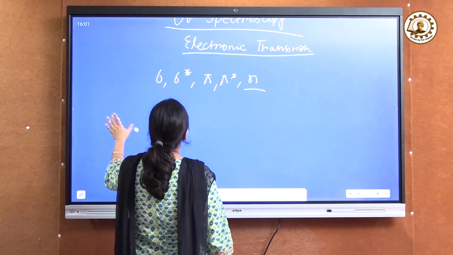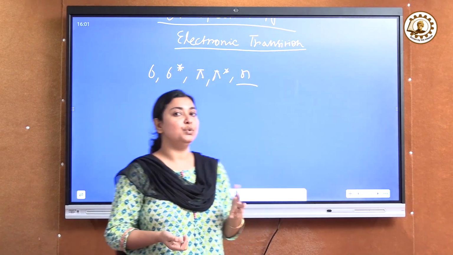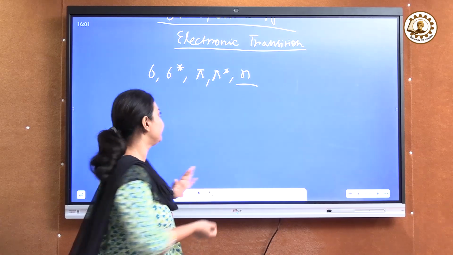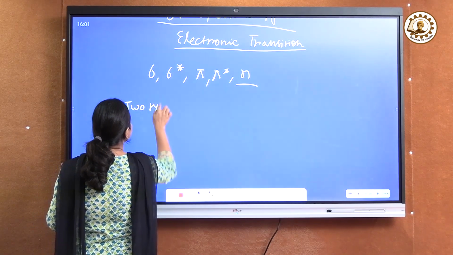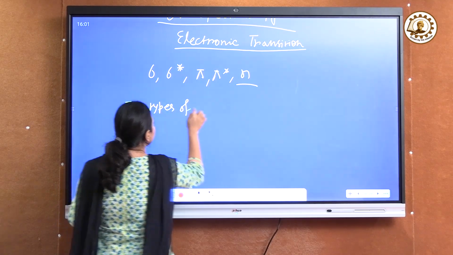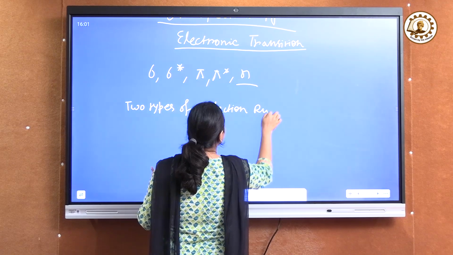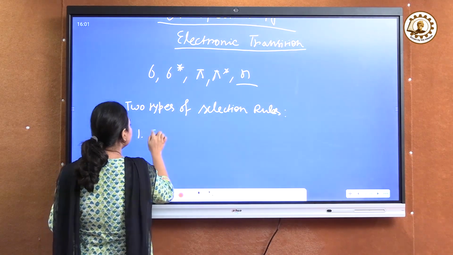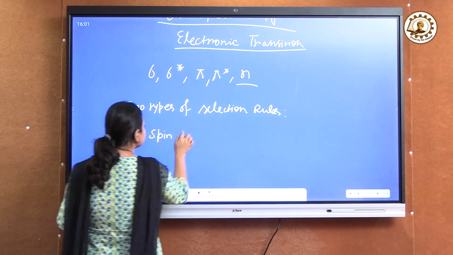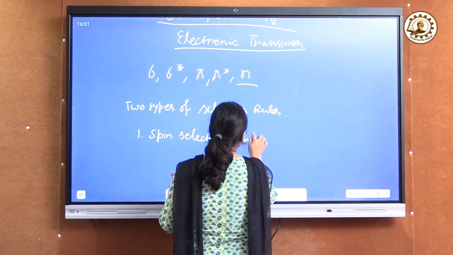Now, if we want to know about the transitions between these levels, we have to know about the selection rules. There are basically 2 types of selection rules. First one is the spin selection rule.